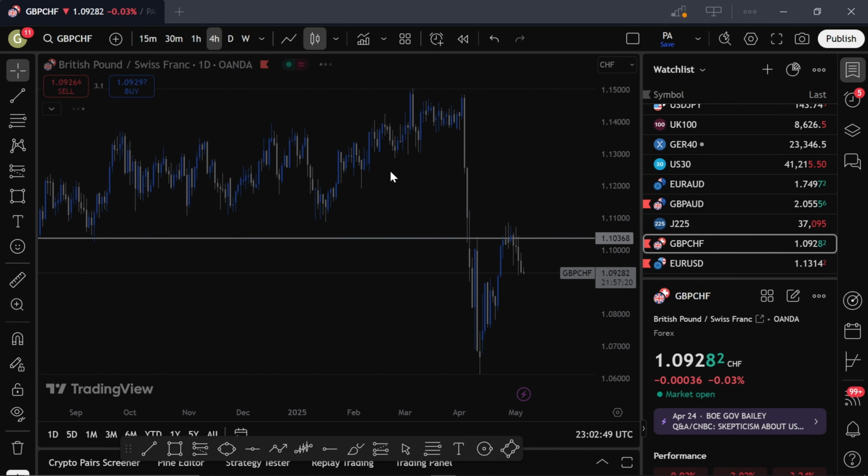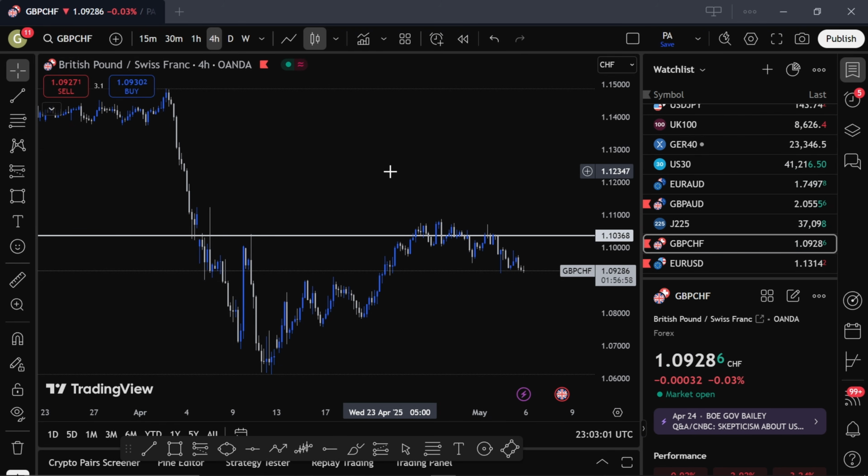Now, on the 4-hour time frame is basically where I mark my market shifts, which is my change of character and break of structures, before I go down to the 30-minute time frame, which is where I refine my supply and demand levels to take my entry.